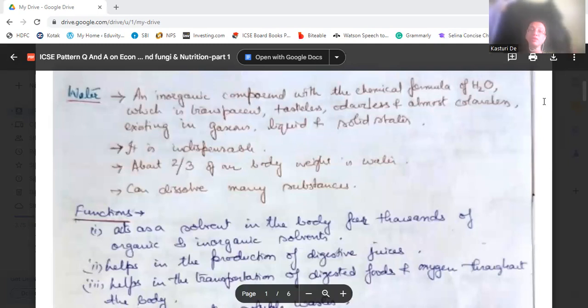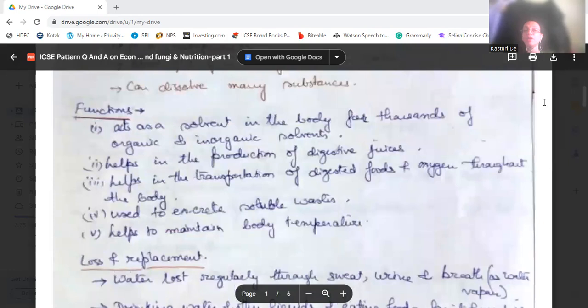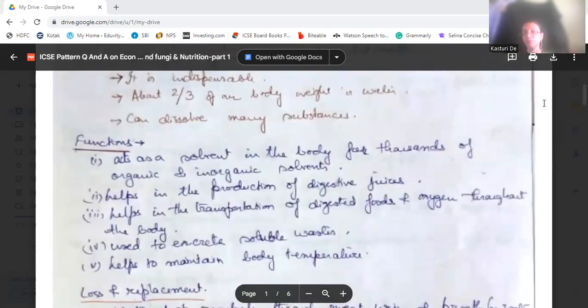What is its function? It acts as a solvent for thousands of organic and inorganic materials. So inorganic and organic solutes are dissolved in this liquid. It helps in the production of digestive juices. It helps in the transportation of food and oxygen throughout the body. Okay, it's a medium for transporting food and oxygen throughout the body. Then excess of it is excreted. Okay, so it is used to excrete soluble waste.